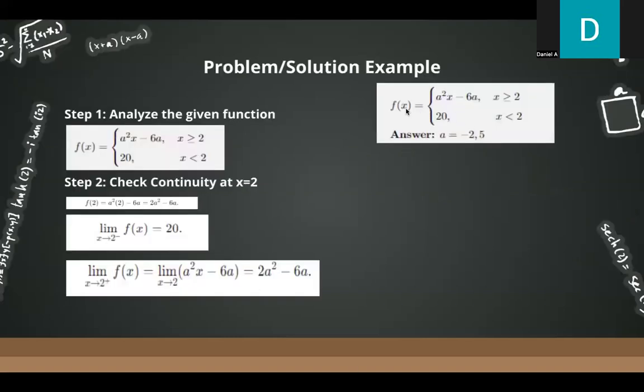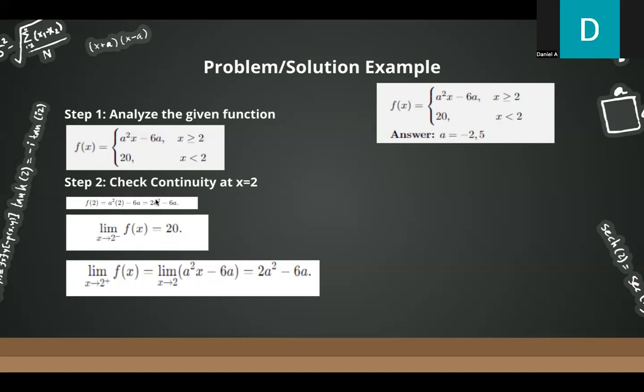So let's get into our first and only problem that we're going to solve. f(x) equals a to the power 2x minus 6a, for x greater than or equal to 2, and 20 for x less than or equal to 2. And our answers are going to be -2, comma, 5. The first step is just to analyze the given function, which is done. Now, the second step is to check the continuity at x equals a.